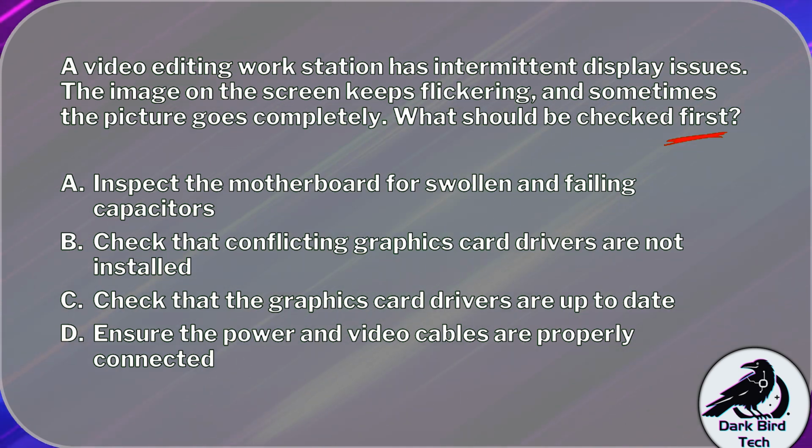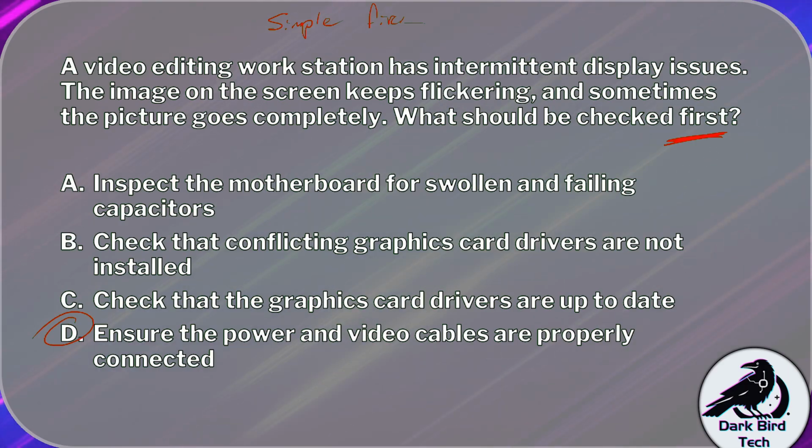And then option D, ensure the power and video cables are properly connected. Again, also a good option. So here we've got 4 viable, perfectly good options for troubleshooting, and each of them would be something I would look at checking. But our golden rule for troubleshooting is always check simple things first. And the simplest thing to check is make sure that the video cables are plugged in. Then move to other things.